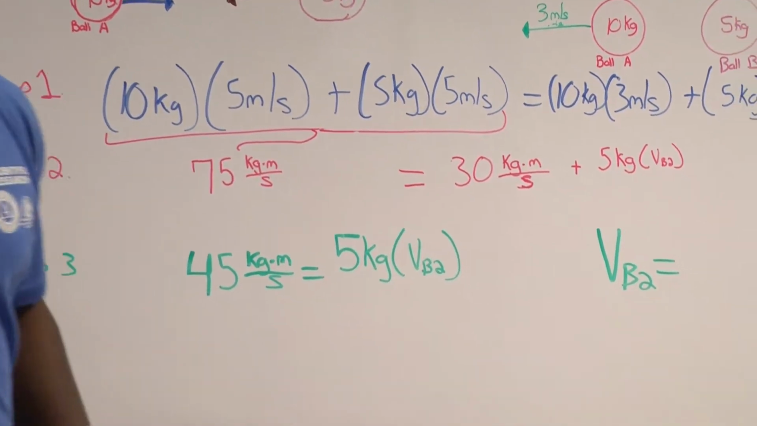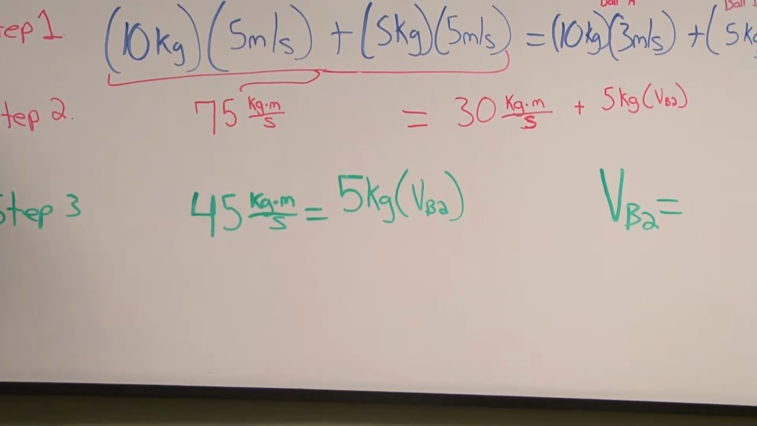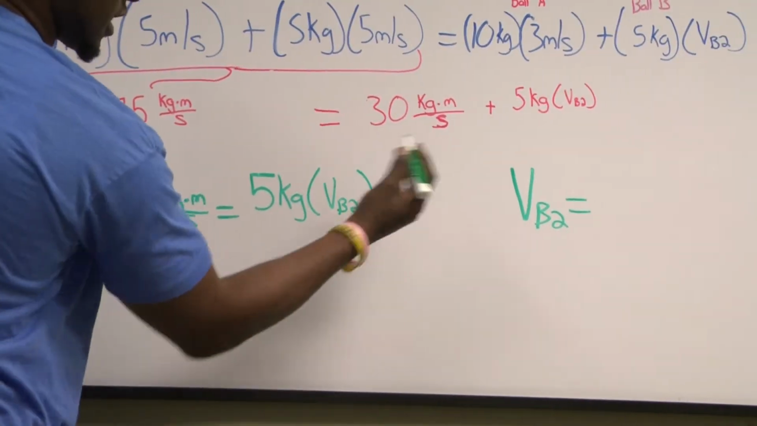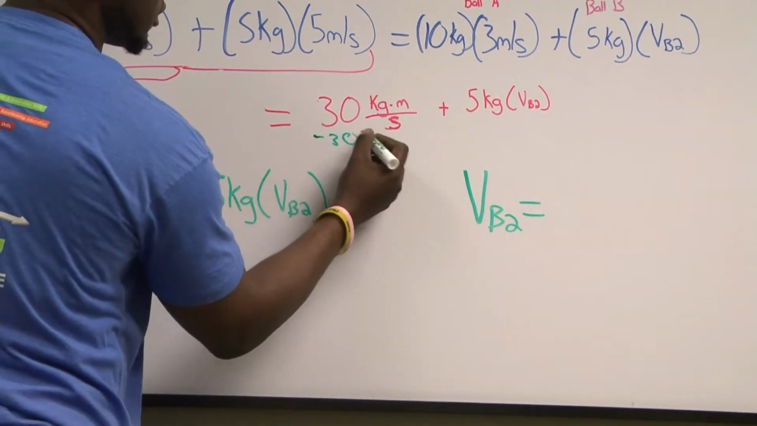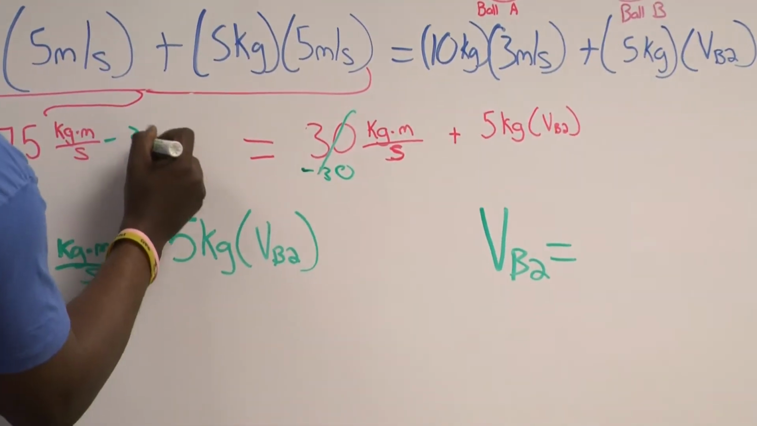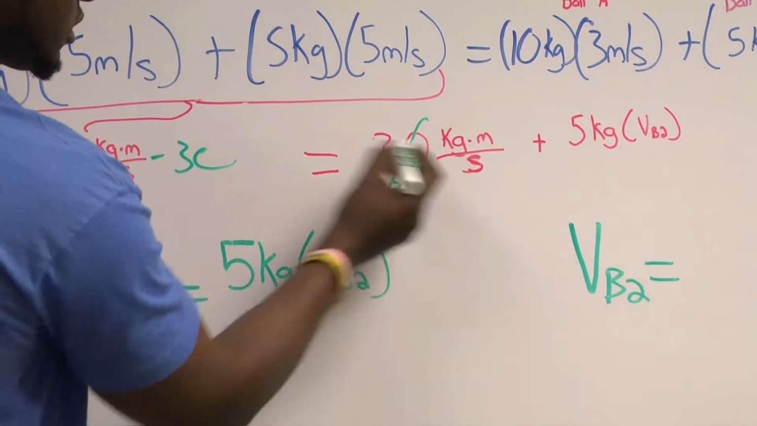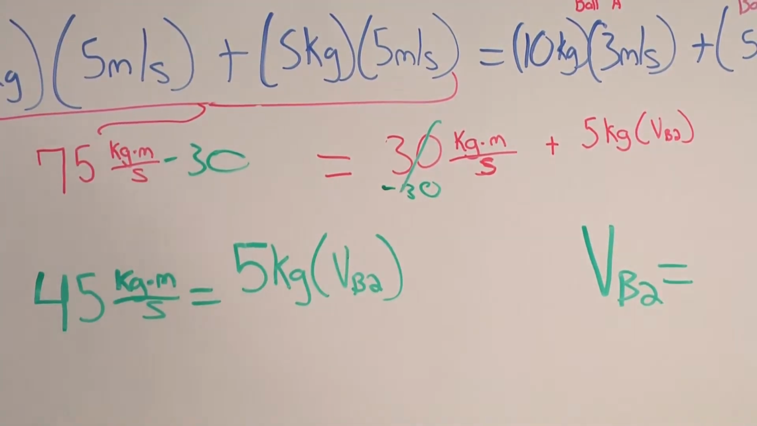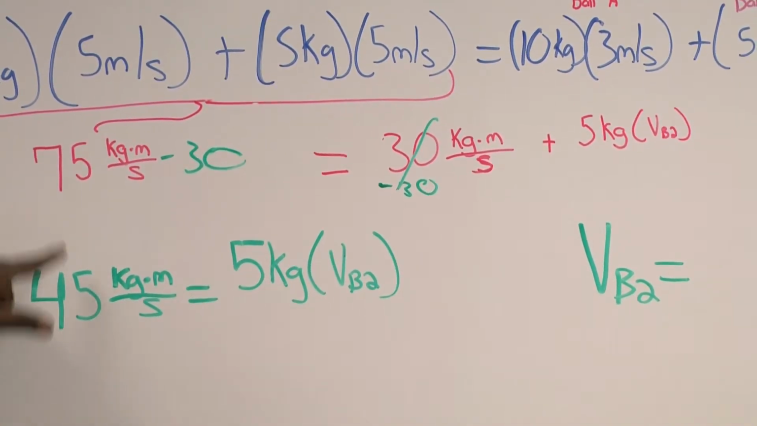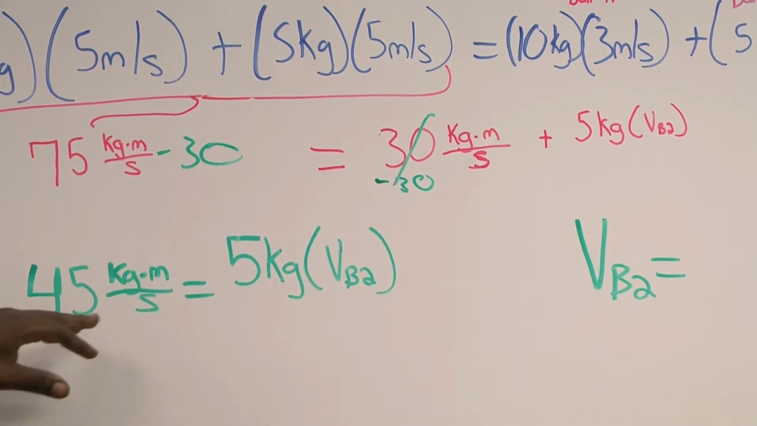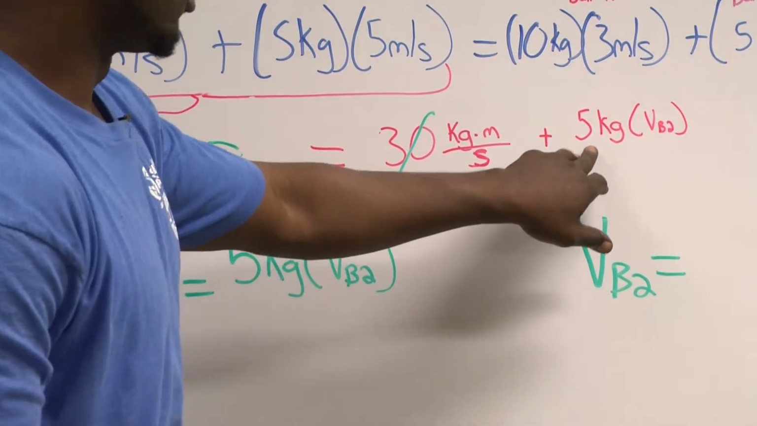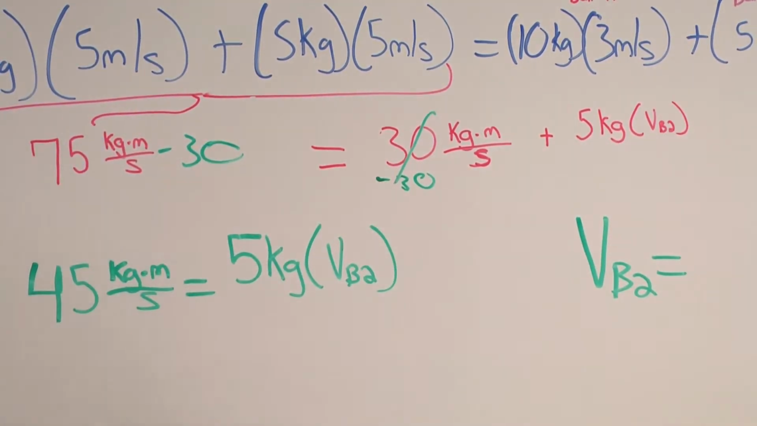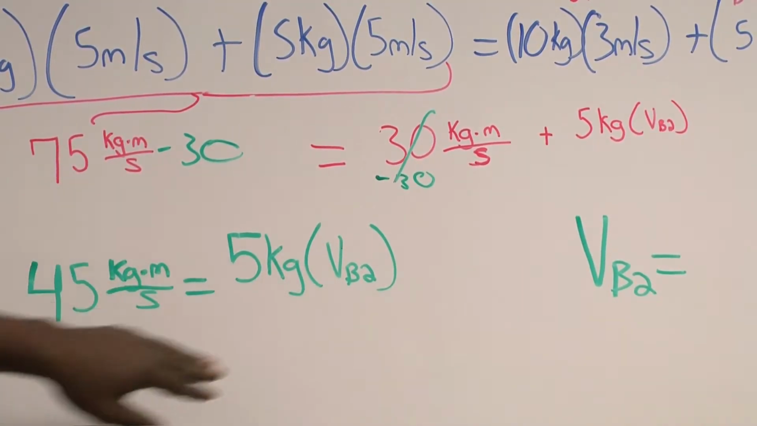Then you move on to step 3. You're going to solve it just like any other equation, so you subtract 30 from here. Keep in mind they have the same units. I'm not writing them, but remember they have the same units. 75 minus 30 is going to give you 45 kilograms meters per second, and that's going to leave you only with 5 kilograms times VB2 on the other side. So this is what you get.